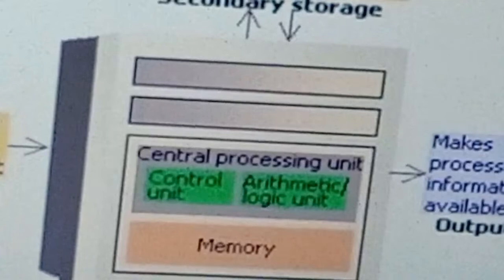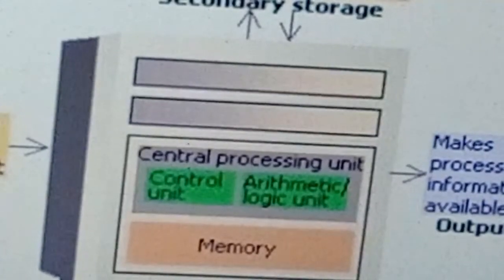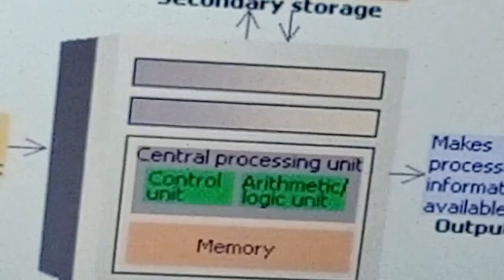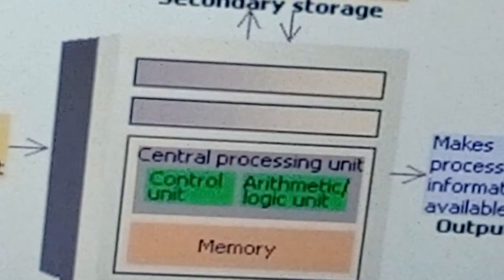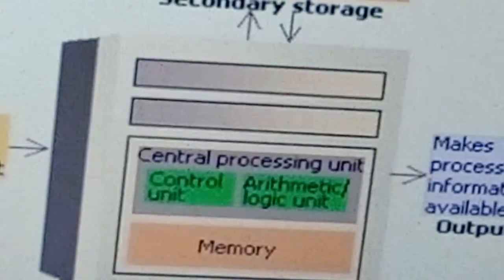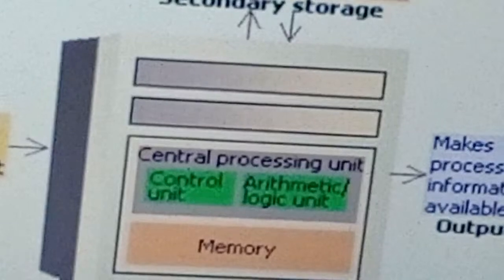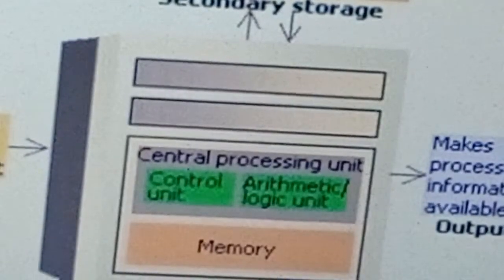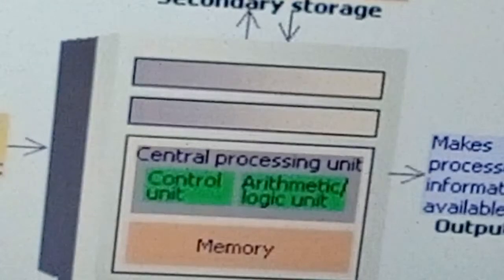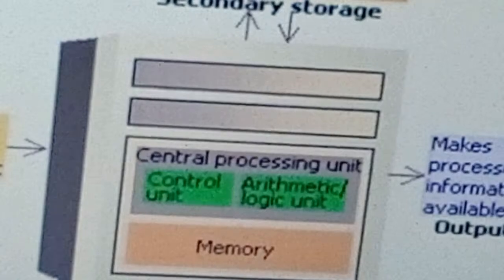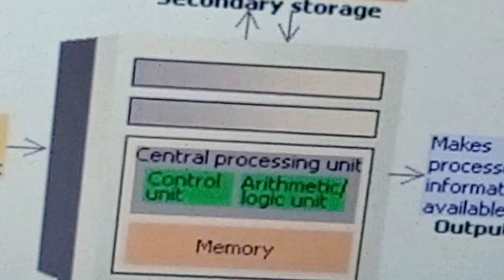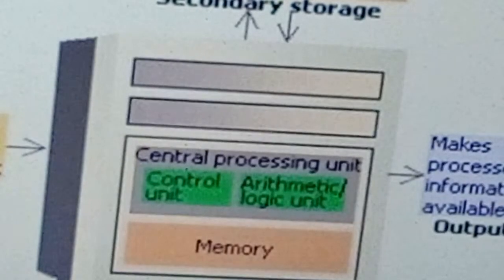Primary memory is a memory where the data is liable to be lost in case of power failure. Whereas secondary memory is a permanent storage device, which means that when there is a power failure, we do not lose the data.